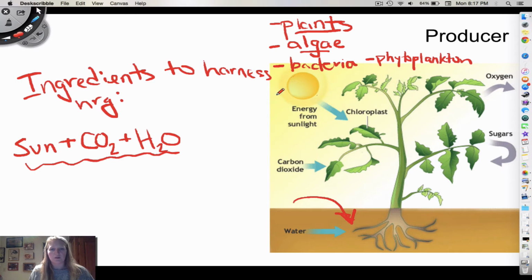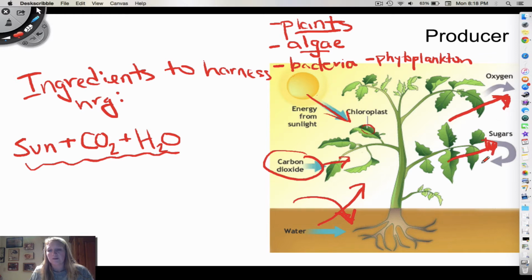These are the ingredients in order to harness energy. It's not being produced, it's already there, but we just need to harness it and put it into something that will be helpful. So here's the sun going into this plant and the chloroplast. This is a process called photosynthesis, but we aren't going into that right now. Energy comes from the sun, carbon dioxide gets mixed in, water gets mixed in, and what comes out is oxygen, thank goodness, because we need that, and sugars. Sugars are basically molecules that have a lot of energy in the bonds.